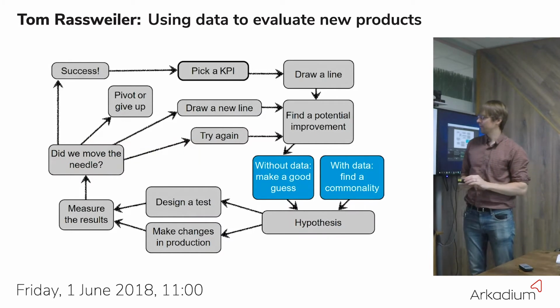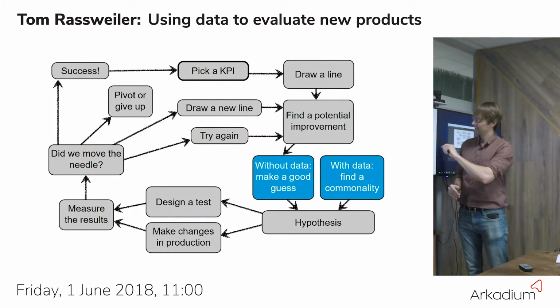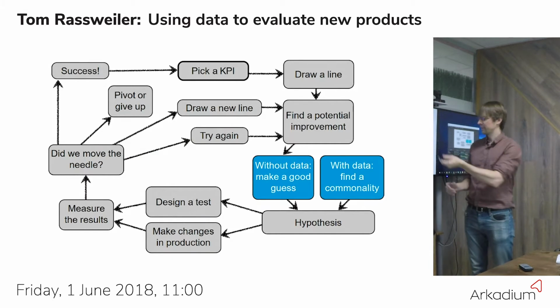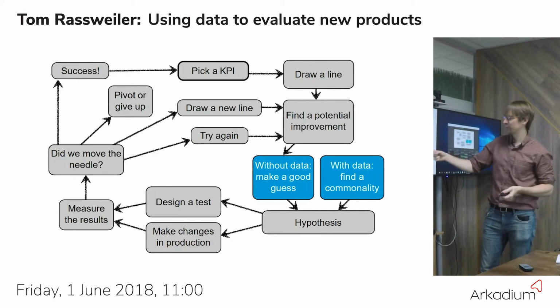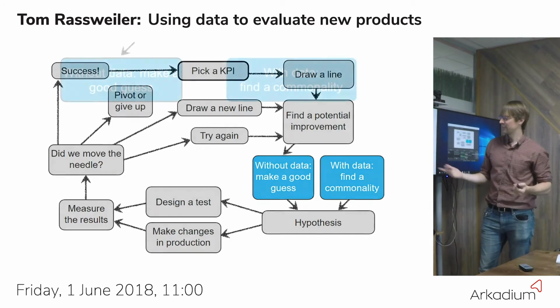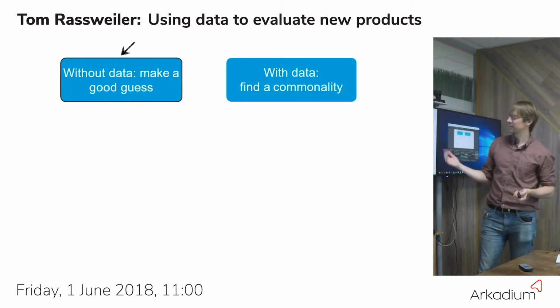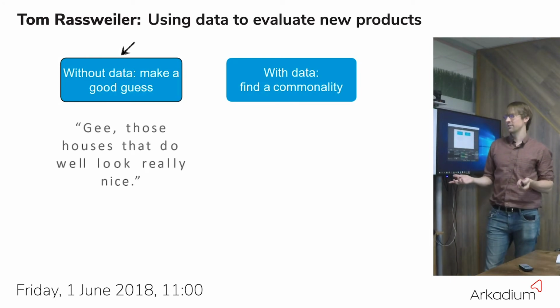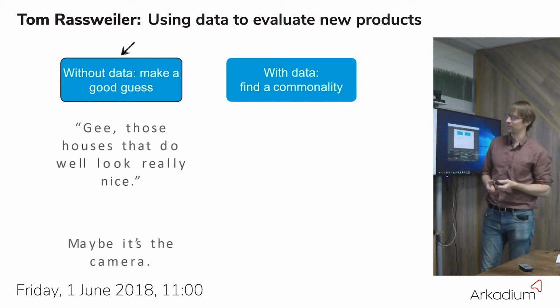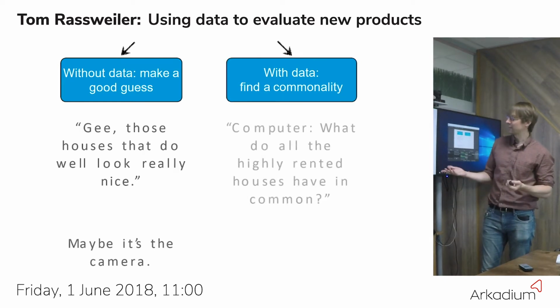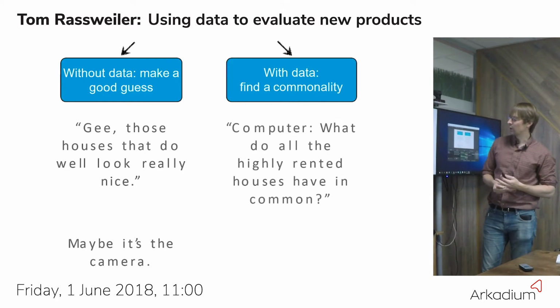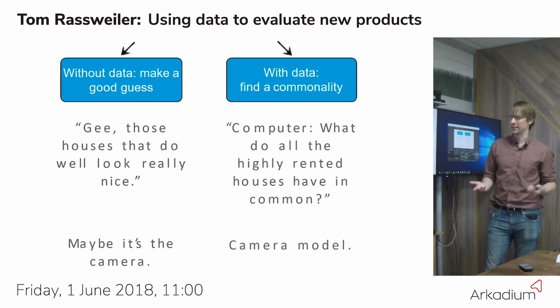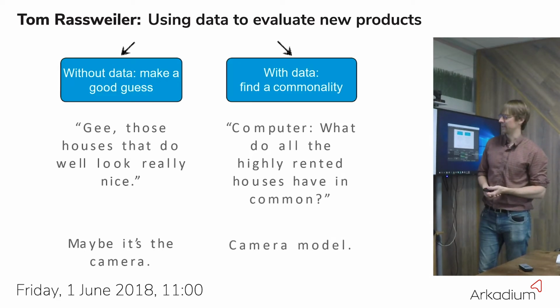Well, I think the concept here is that often, when you're looking for a potential improvement, if you don't have data to go on, you just have to make a good guess. So without data, you'd say, gee, those houses look pretty nice. Maybe it's the camera. Maybe we should do something to improve the quality of those pictures. If you did have data, you could say, hey, tell me what the highly rented houses have in common. And if you had the data, you could actually research it. It didn't have to be a gut instinct.